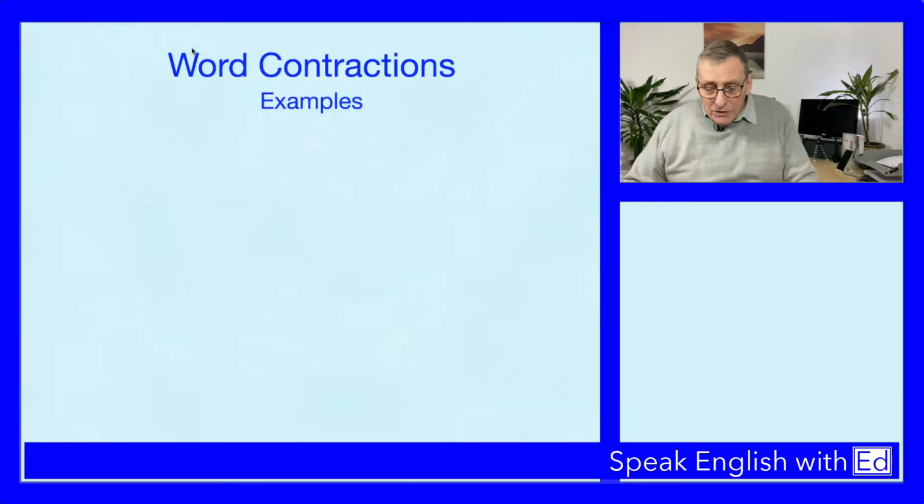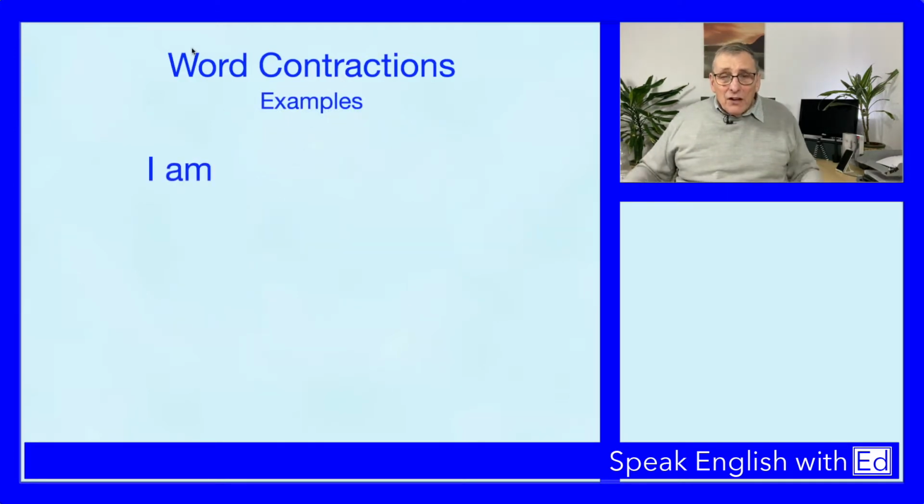I've got a couple of examples here. Now, the first example, you've probably used it a million times already, regularly, every day, and it's I am. I is the subject, which is the speaker, and am is the verb to be. So you're saying all the time, I am cold, I am hot, I am hungry. There's a million ways in which you can use this little phrase, I am.